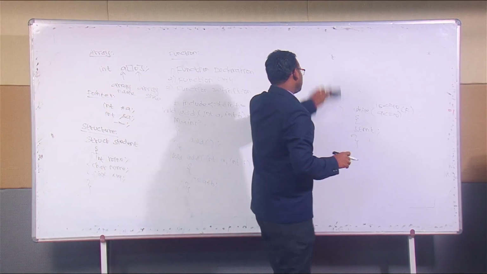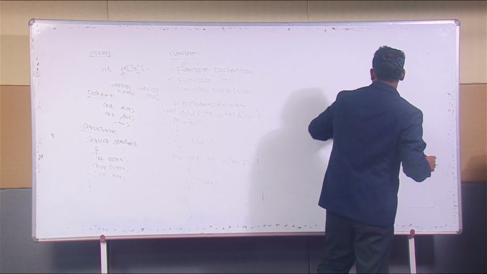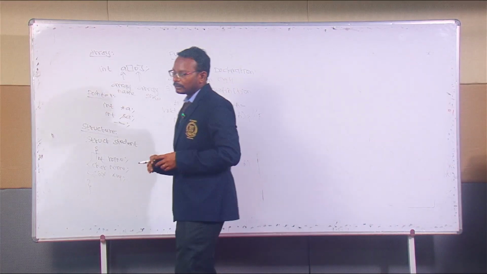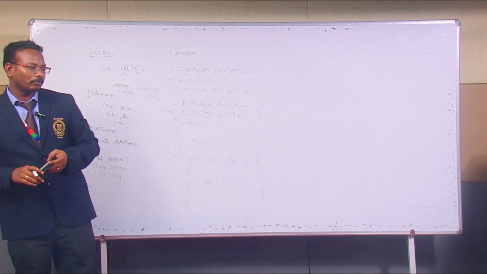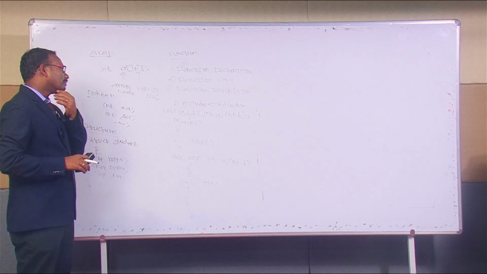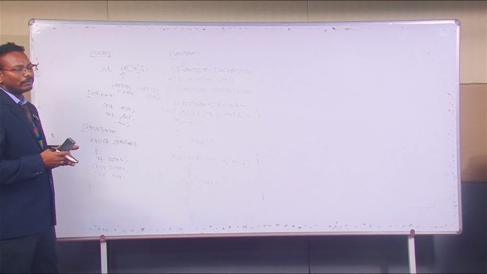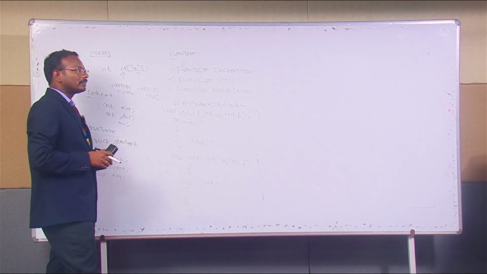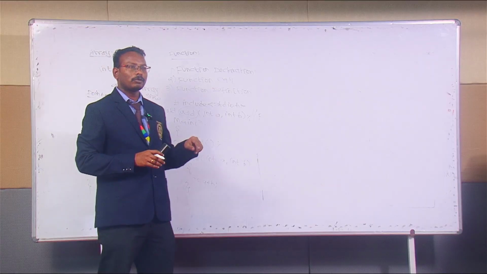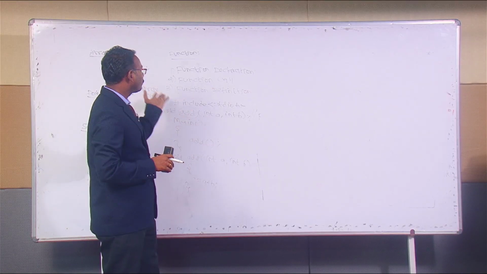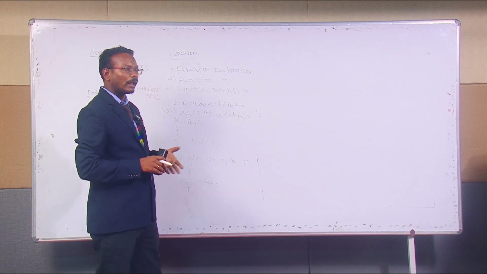This is an important step of functions. The functions have different types: function with arguments and without return values, function with arguments and with return values, function without arguments and without return values, and function without arguments and with return values. These are the 4 different types of functions used for accessing.